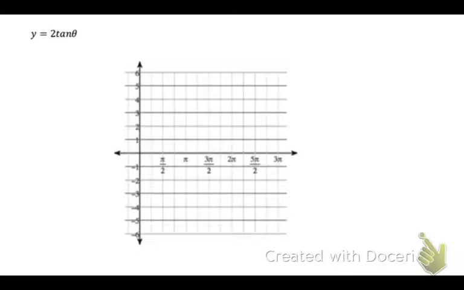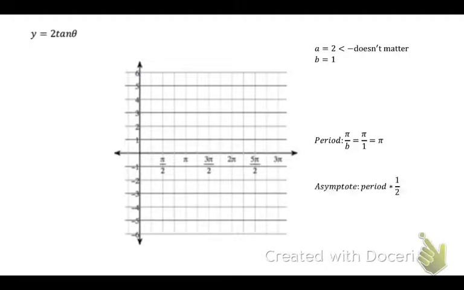Let's look at this one. So 2 tangent of theta. So here a is 2, b is 1. So a doesn't matter. Period is pi over b, which is pi over 1, which is just pi. So then the asymptote here is the period times 1/2, so that's going to be pi times 1/2, which is pi over 2. So I'm going to find pi over 2, and I'm going to draw my asymptote.